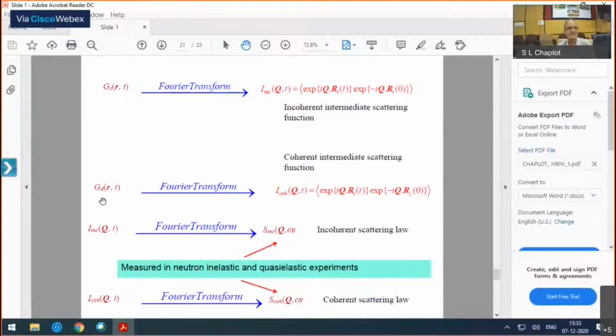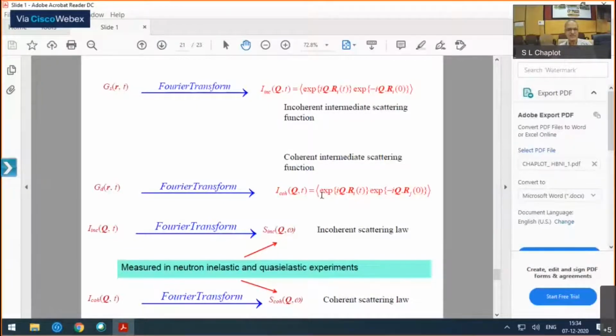Then we have another function that is a distinct correlation function. It's a similar function, except that we now have two different atoms: Ri of t, that is atom I at time t, given that an atom J was there at time t equal to 0. Again, these are the two position coordinates, and this gives a distinct correlation function, called the coherent intermediate scattering function.